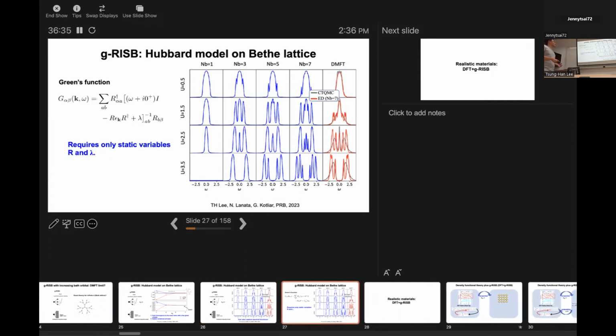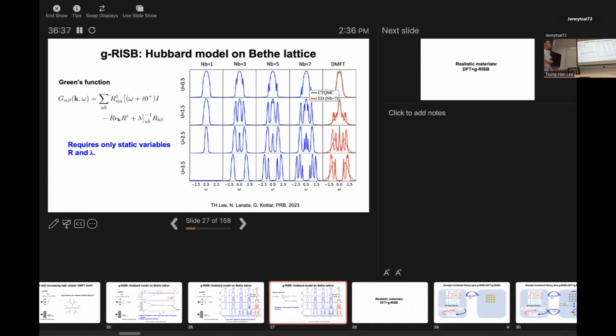And within this calculation, we don't need to perform anything else; our Green's function has this analytical form, and we just need this converged renormalization matrix and the lambda in order to get these Green's functions. So this summarizes this approach in the one-orbital simplified Hubbard model.